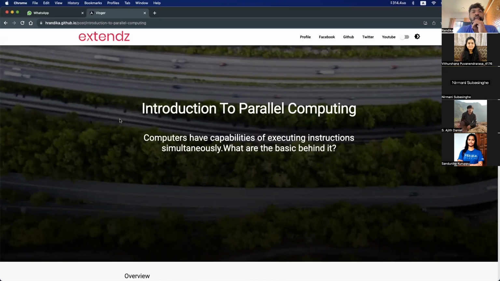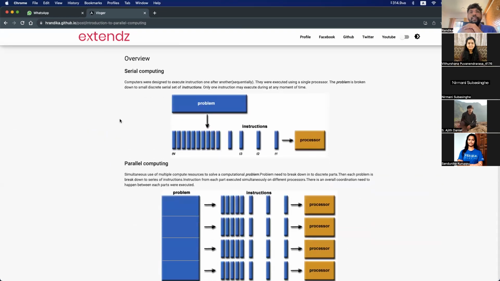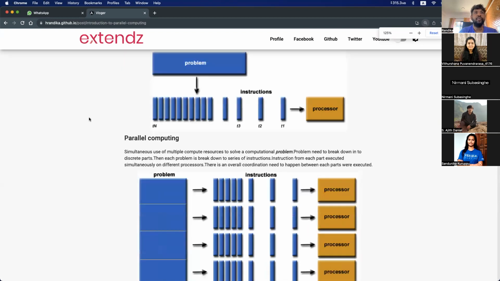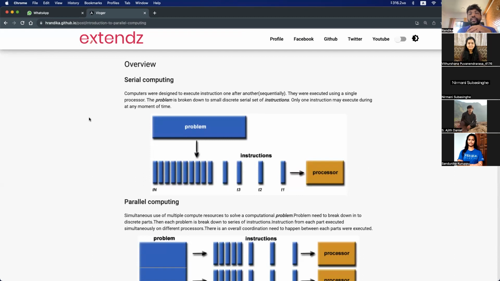Okay, so first of all, before we start in, we should know something about serial computing, right? We can't talk about parallel computing unless we talk about serial computing. So the way our computers, the current computers are architected is in a way where we have a problem. Okay, anything that you feed to your computer is going to be a problem.